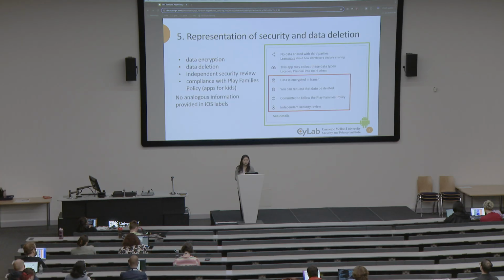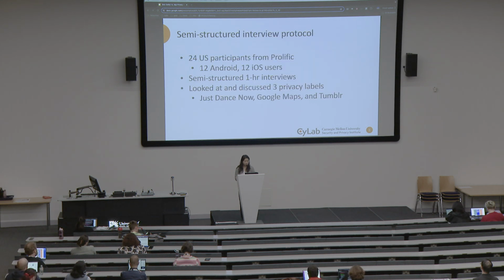Lastly, Android labels also include information about an app's security practices. This includes if the app encrypts data in transit, if it allows you to delete your data from the app, whether the app has gone through an independent security review, and its compliance with Play Family's policy if it's an app for kids. There's no analogous information provided in iOS labels.